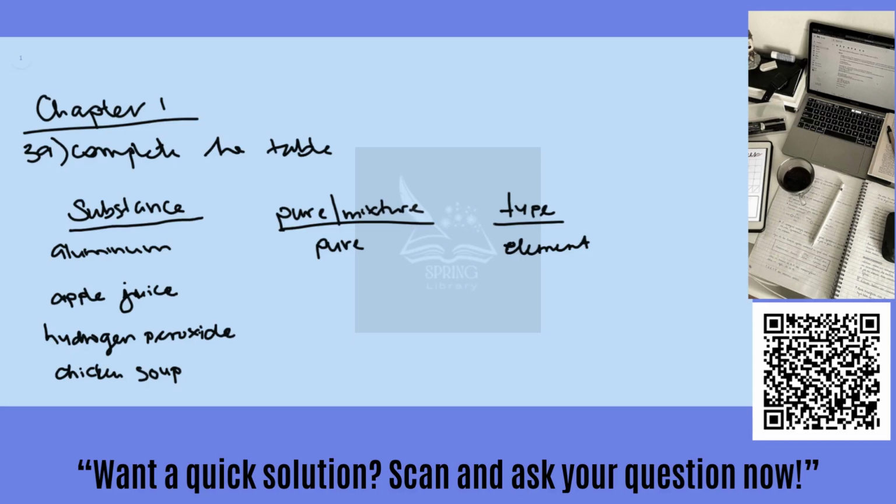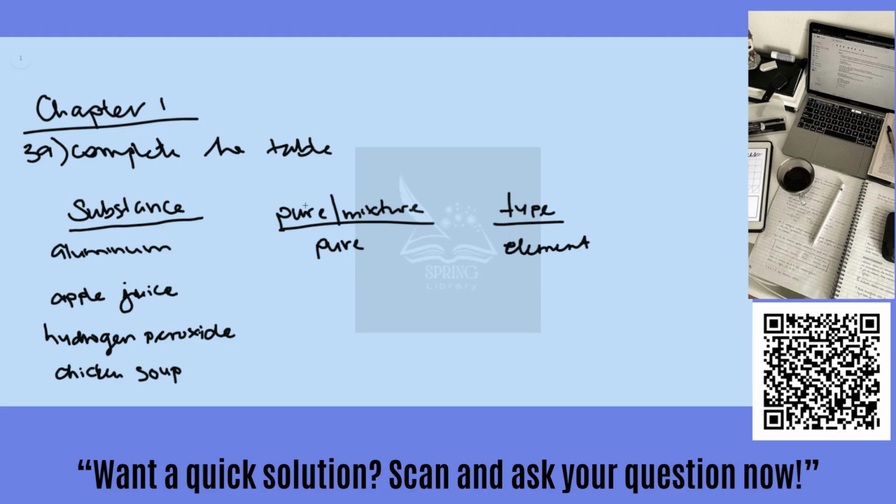Problem 39 asks you to complete this table that gives you 4 different kinds of substances and asks whether each of these is a pure substance or a mixture and what type it is. So the example given here is aluminum, which is indeed a pure substance because it's an element found on the periodic table. So pure aluminum is simply an array of aluminum atoms, which is in fact a pure substance.